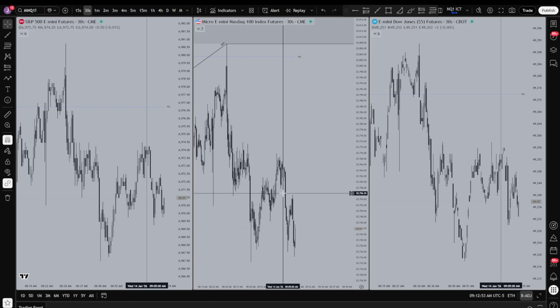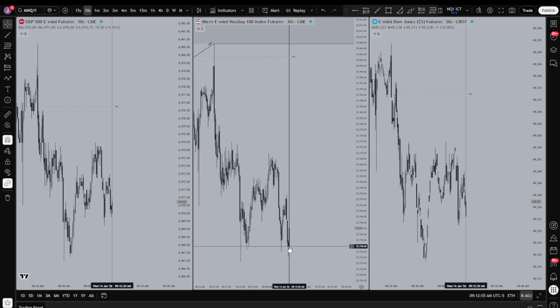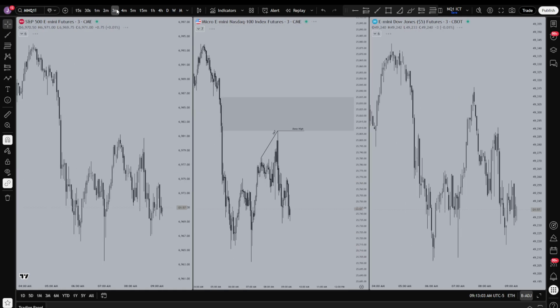We could make another SMT at the second internal low that we're next to. We do have a small SMT on the 32nd, but I don't think that's going to hold.